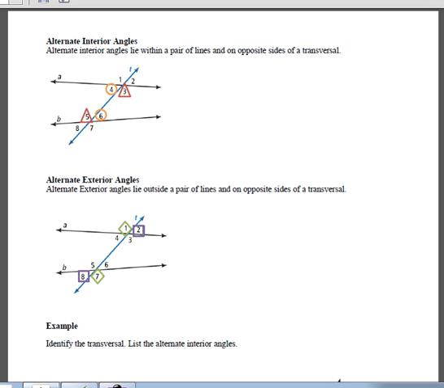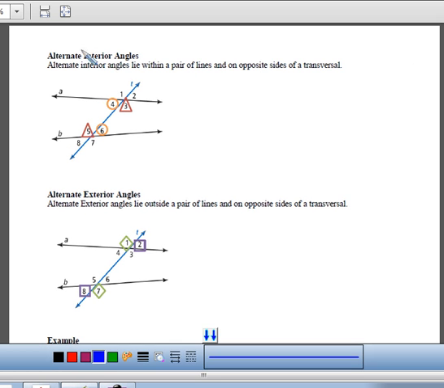Okay, over on the next page, page 9. Alright, we're going to learn about some different kinds of angles. So, we've got alternate interior angles, and when you hear the word interior, hopefully you're thinking of the word inside. So, alternate interior angles lie within a pair of lines and on opposite sides of the transversal. So the alternate goes with the word opposite.